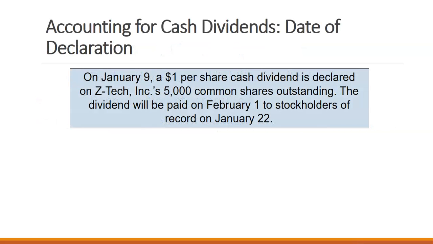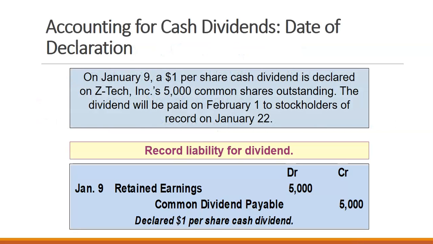So when we look at this example, on January 9th, a $1 per share cash dividend is declared on our 5,000 common shares outstanding. The dividend is paid on February 1st to all stockholders of record on January 22nd. So we've declared we're going to pay a dividend to anyone who still owns the stock on January 22nd, but we're going to pay that out on February 1st.